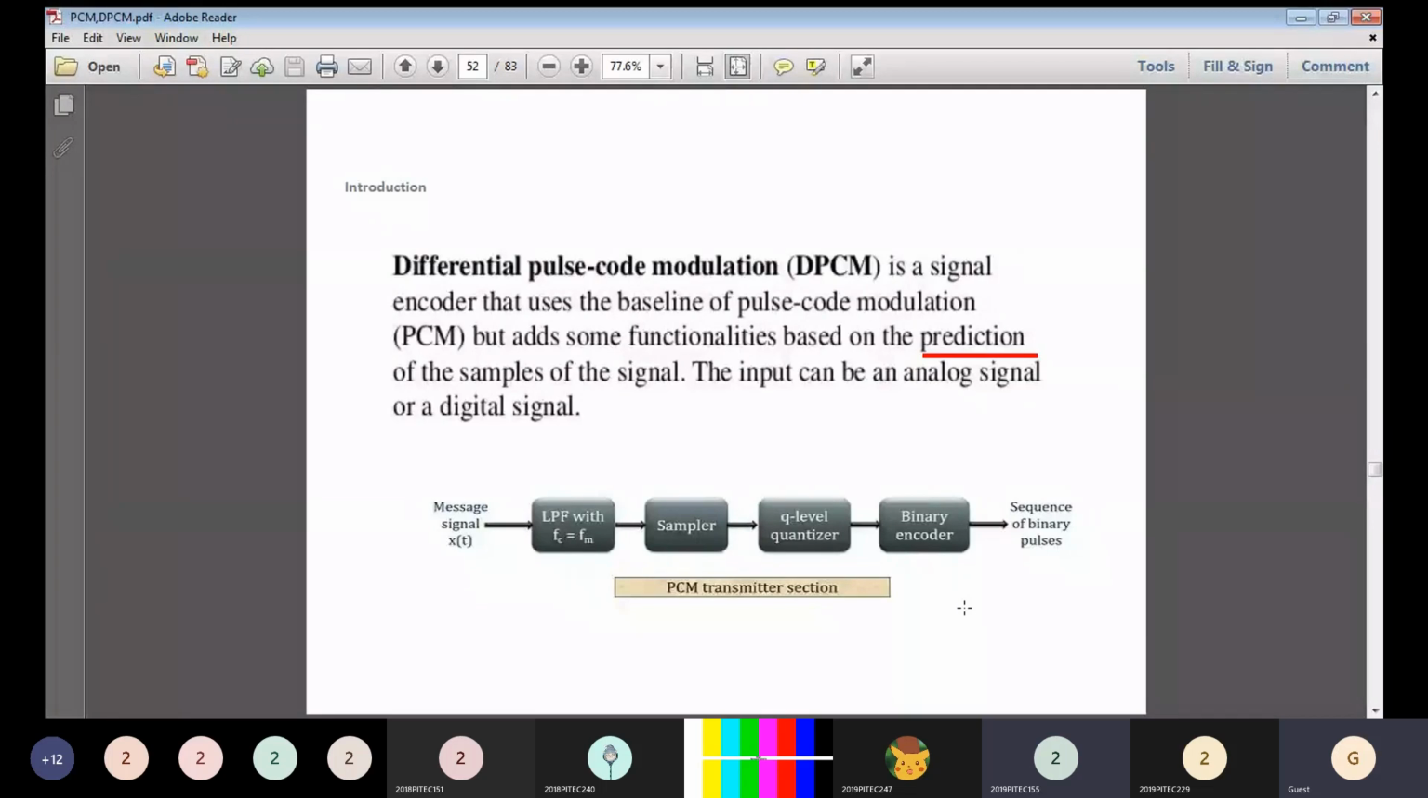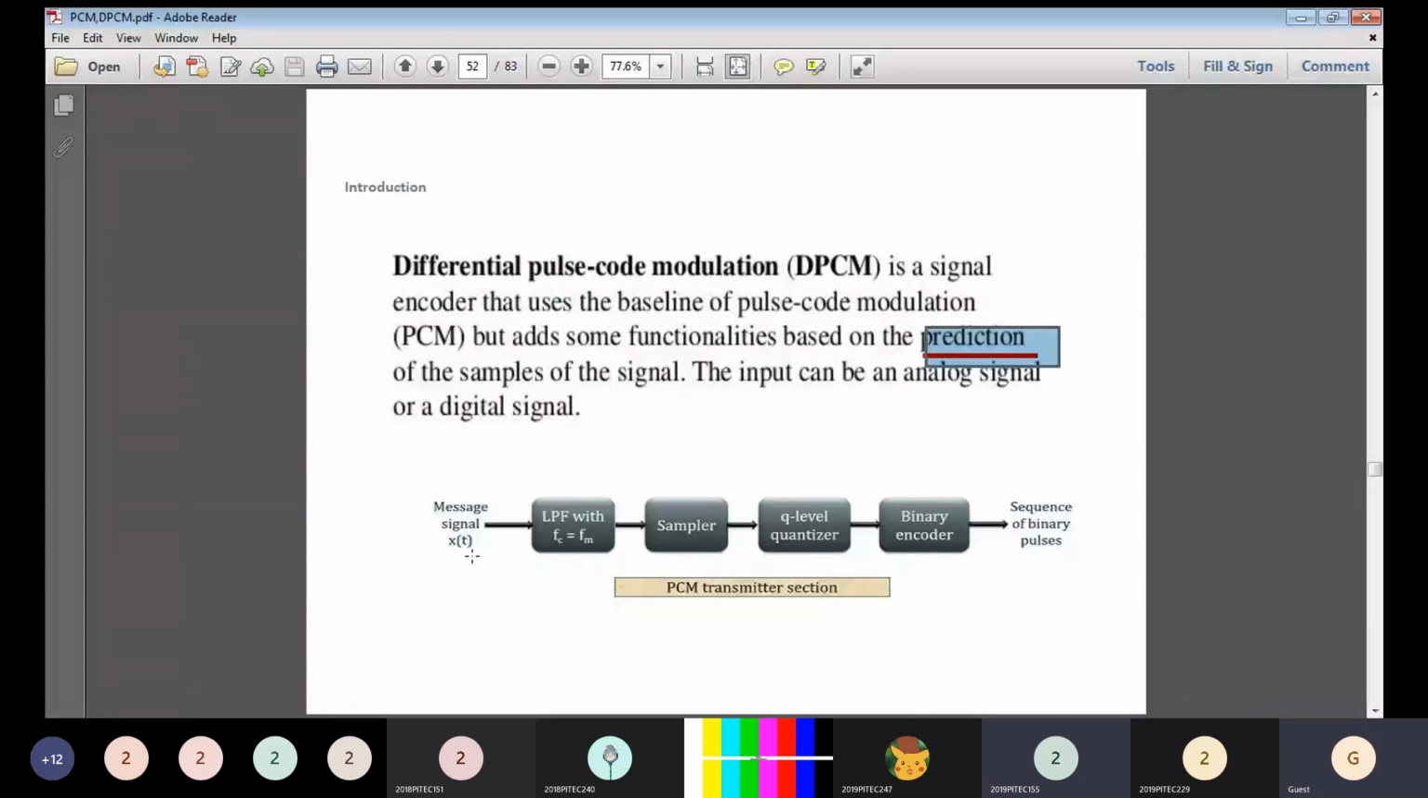The successive samples may be the exact value of the signal or it may be the prediction of the next sample values. That is the thing they have mentioned. It is the prediction of the samples.